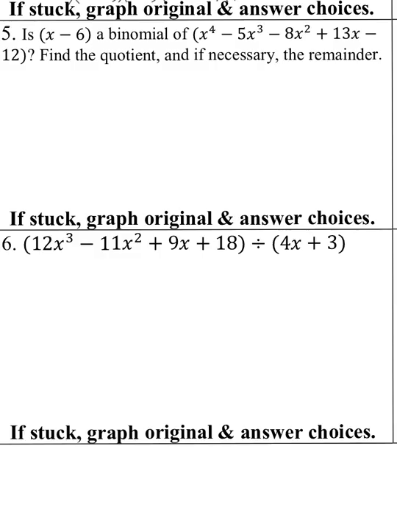So number 5, it's like 2 questions in one. Is x minus 6 a factor of the binomial? And then find the quotient, and if necessary, the remainder. Remember, if it is a factor, it has a 0 as a remainder, okay? So that's why I wrote if necessary, because if it doesn't have a 0 as the remainder, then it does have a remainder.